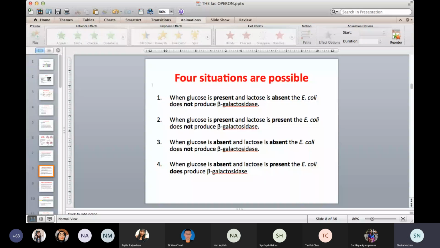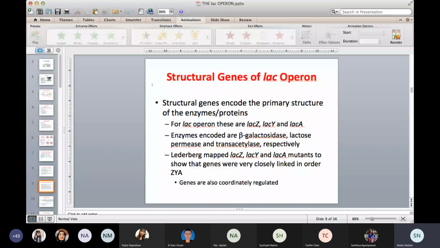The structural enzymes I told you just now are encoded by the genes LacZ, LacY, and LacA. You've already been introduced to LacZ, which encodes beta-galactosidase. So what about LacY and LacA? LacY encodes an enzyme called lactose permease, and LacA encodes an enzyme called trans-acetylase.